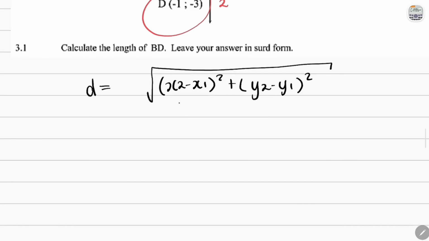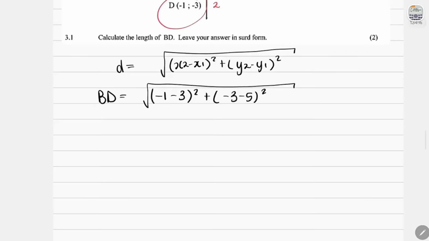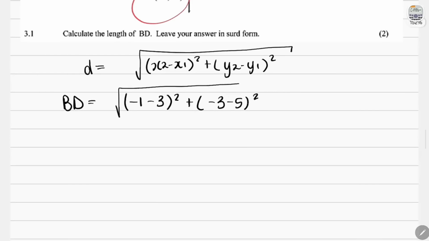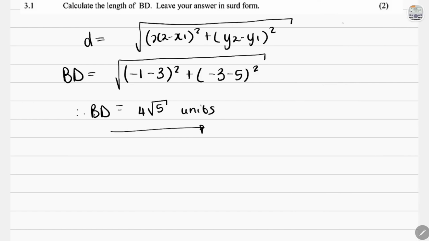So BD is finally equal to the square root of, it's going to be the x2, -1 minus 3 all squared, and then plus the y. So that's -3 minus 5 all squared. And then we just have to punch this into the calculator and find the length of BD. And BD is 4 square root 5 units. And that is our answer. Moving on to the next question.